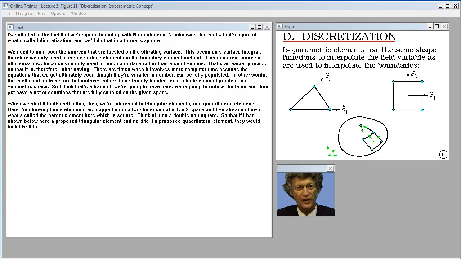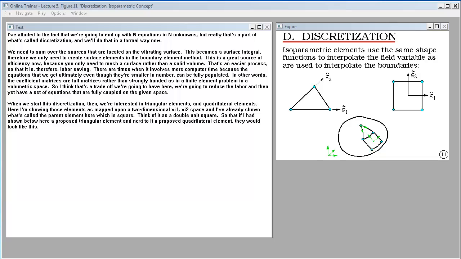I've alluded to the fact that we're going to end up with n equations in n unknowns, but really that's a part of what's called discretization, and we'll do that in a formal way now. We need to sum over the sources that are located on the vibrating surface. This becomes a surface integral. Therefore, we only need to create surface elements in the boundary element method.